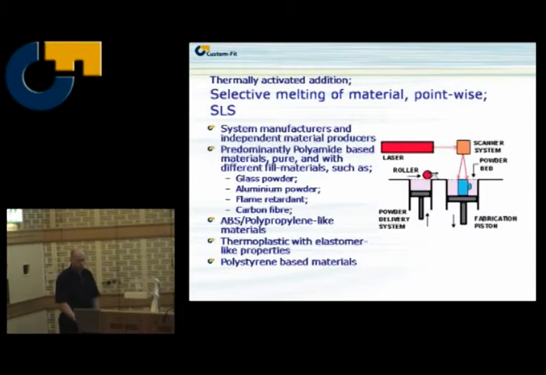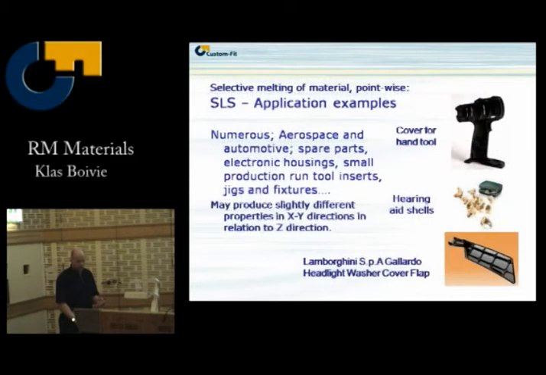And then there are ABS and polypropylene-like materials, thermoplastics and elastomer-like properties. Polystyrene can usually be used to make cast forms, cast masters added. Here there are numerous applications. These are some examples. We have this hand tube, or I think that's called, they call it cover, that's probably not the right word. And then hearing aid shells, and this is a headlight washer flap for Lamborghini cars.